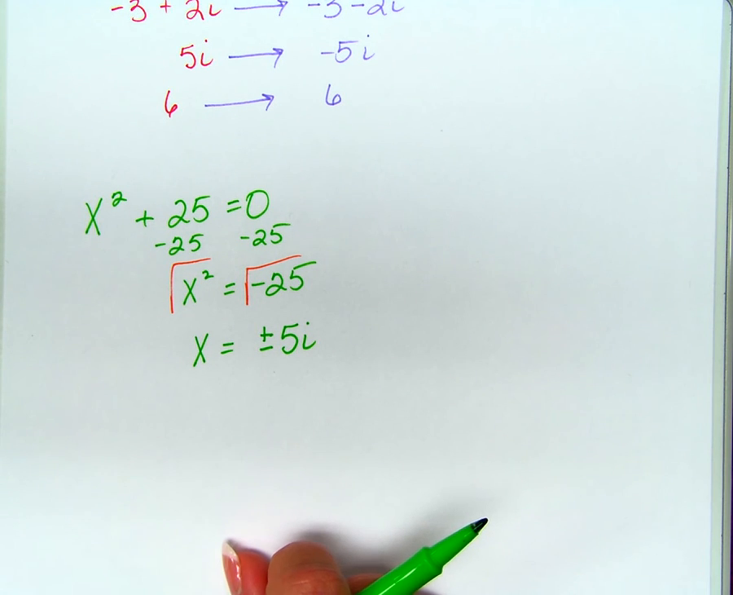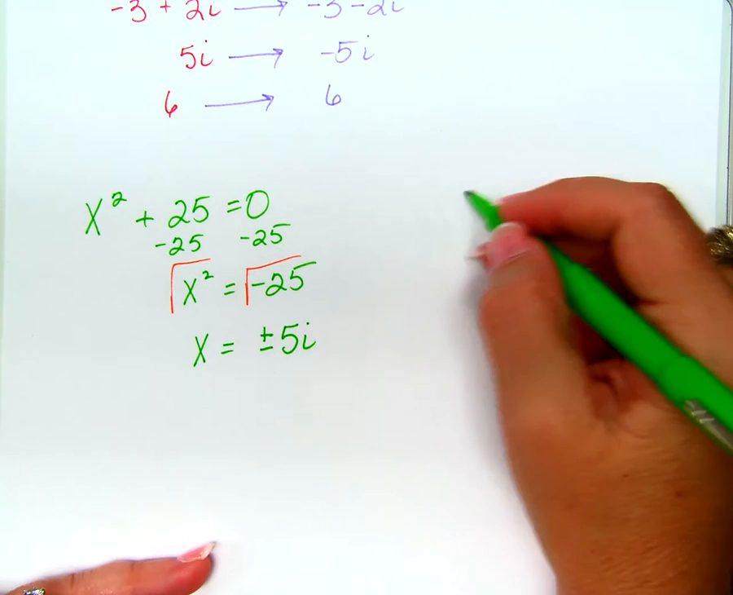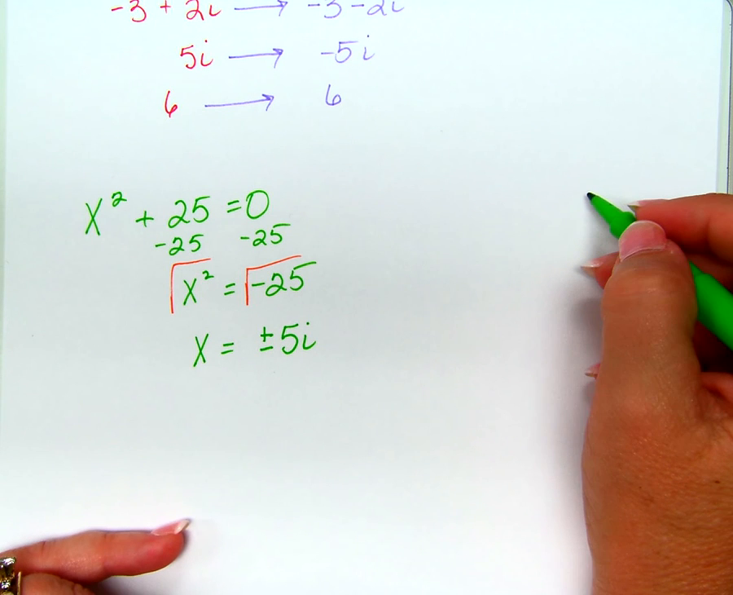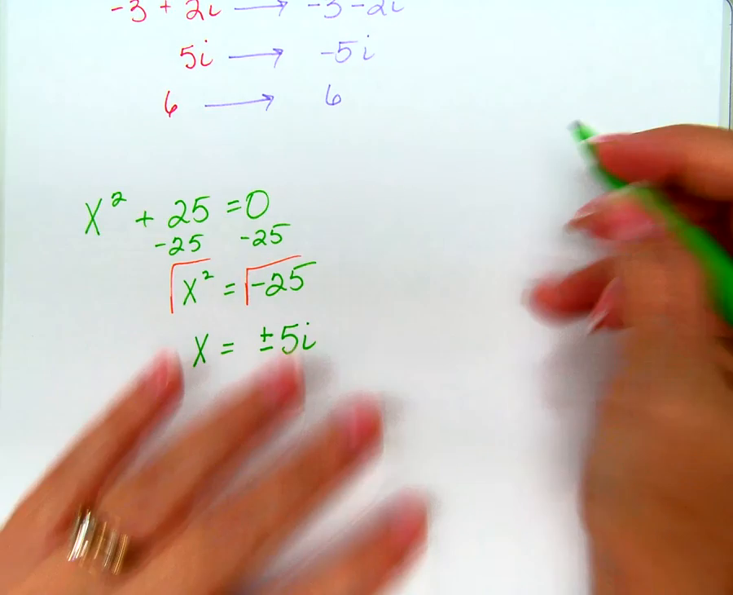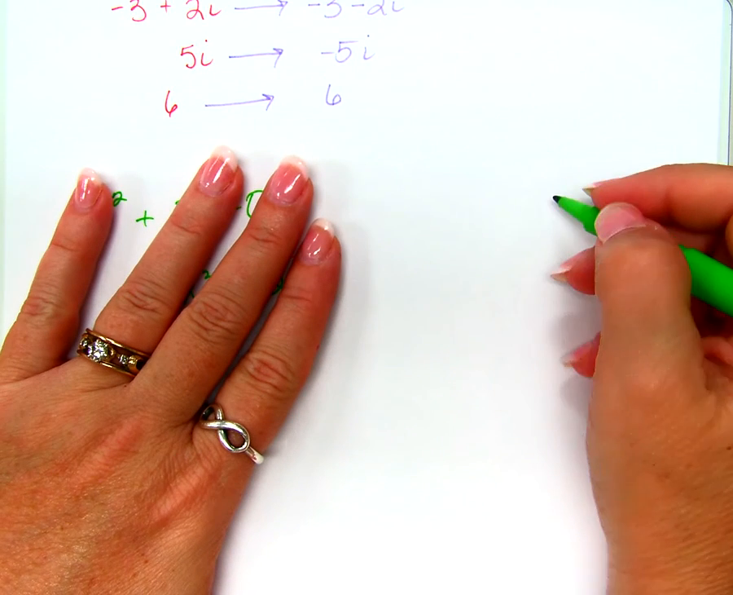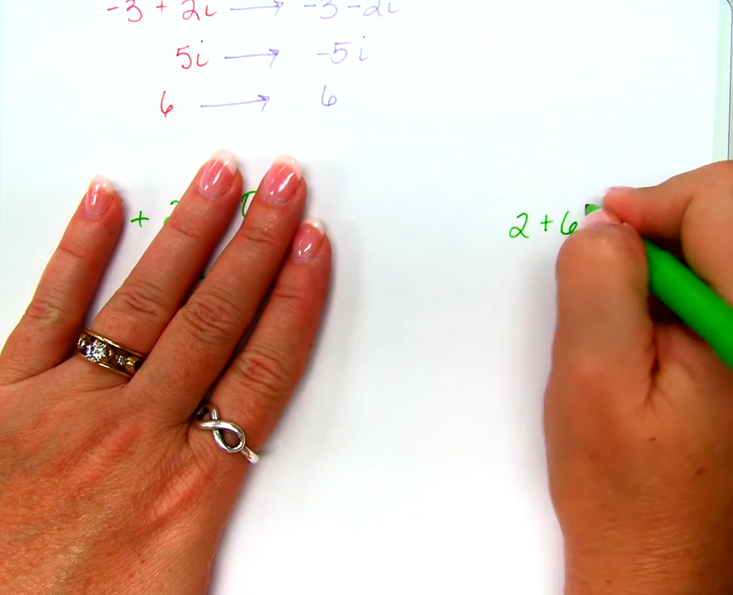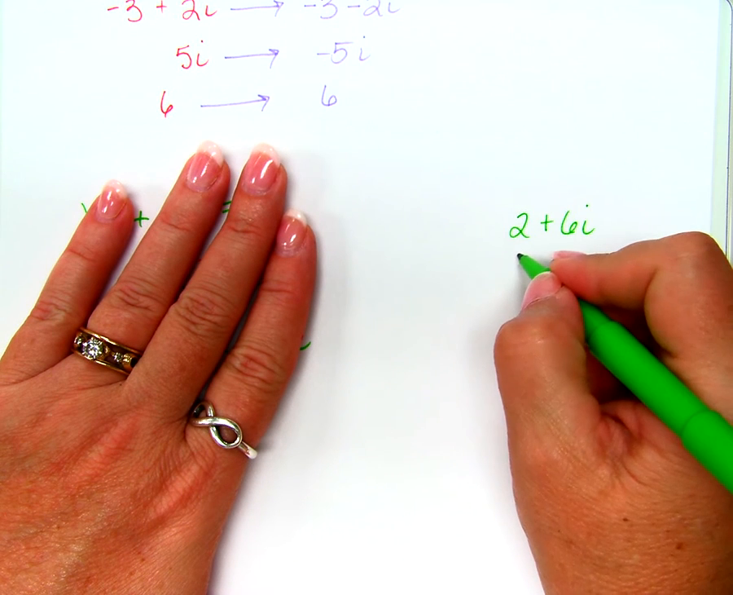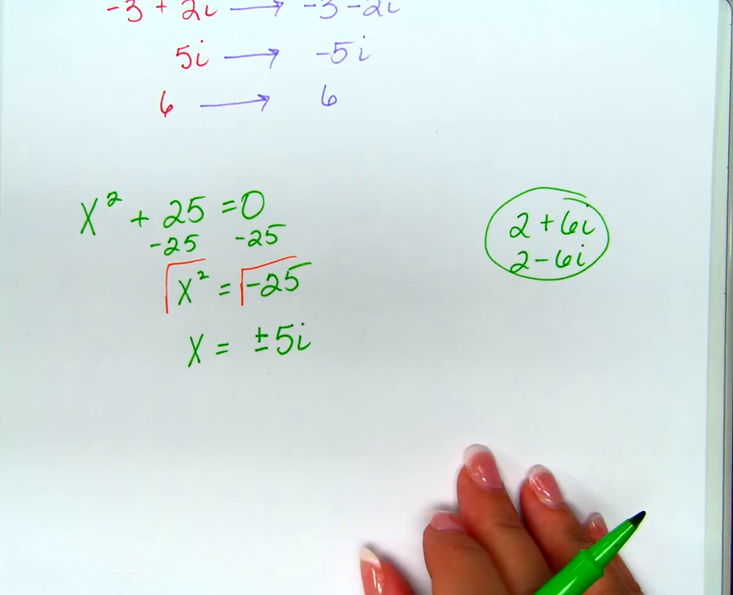So if I told you one of the answers, couldn't you figure out the other answer? If I told you, here's along this imaginary, well, I can't say imaginary anymore because that's a real thing for us now. Not a real thing, but imaginary thing. What if I said one of my solutions to all this work that's on another page was 2 plus 6i? You know I'm supposed to have 2 solutions. What's the other one? 2 minus 6i. Mm-hmm. That's where complex conjugates come into play.